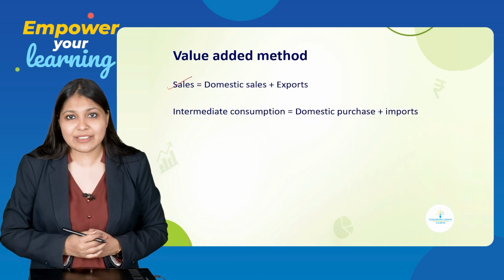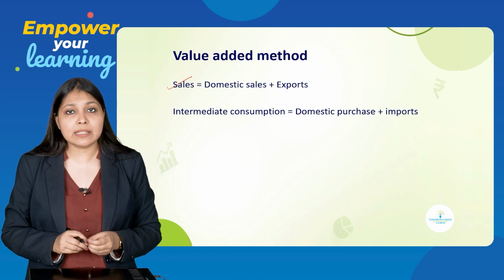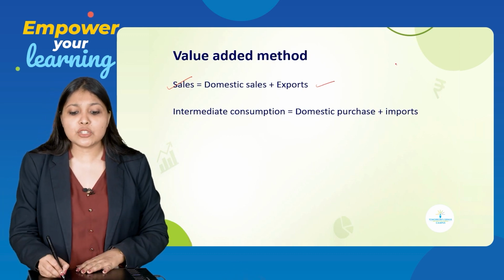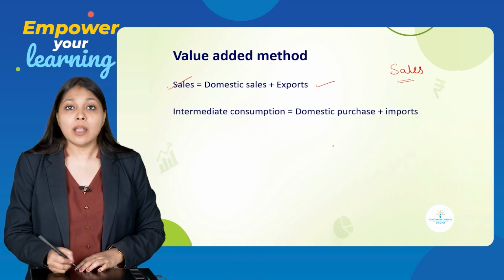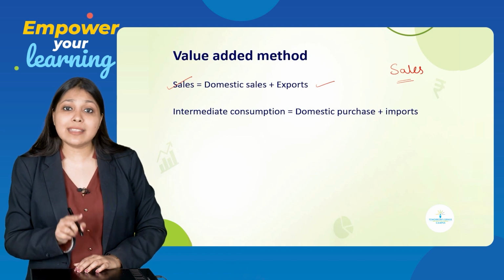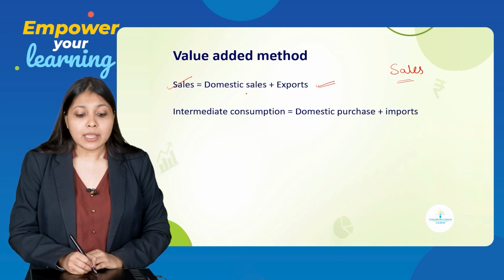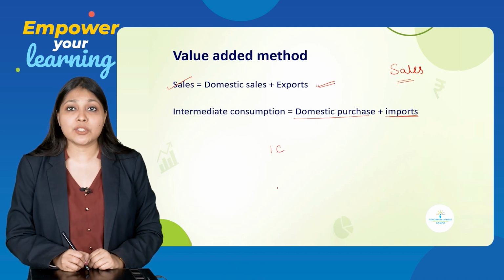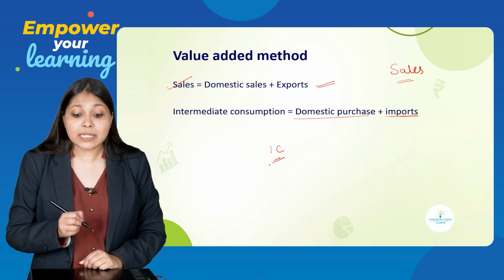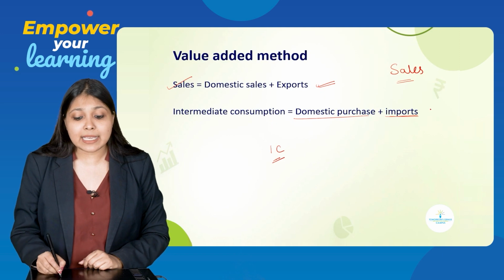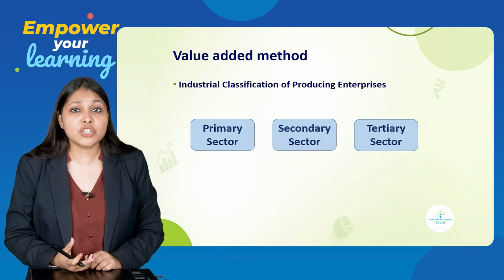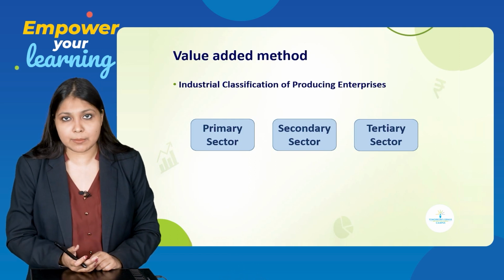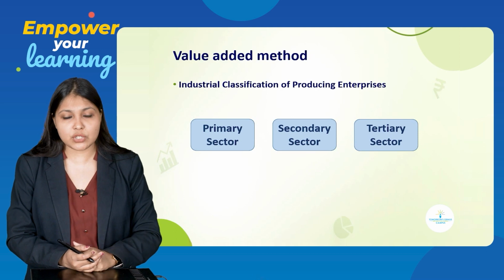Sales, if not directly given in the question, if the direct word sales is not given, then the formula is domestic sales plus exports. If sales is given to you directly in the question, that means it is inclusive of exports. But if domestic sales is given to you, then you will have to add exports. Intermediate consumption is domestic purchase plus imports. If intermediate consumption is given to you directly in the question, that means it is inclusive of imports. But if domestic purchase is given to us, then you will have to add imports. One more challenge is that there are alternative names for everything, which we will be talking about in our illustration video.